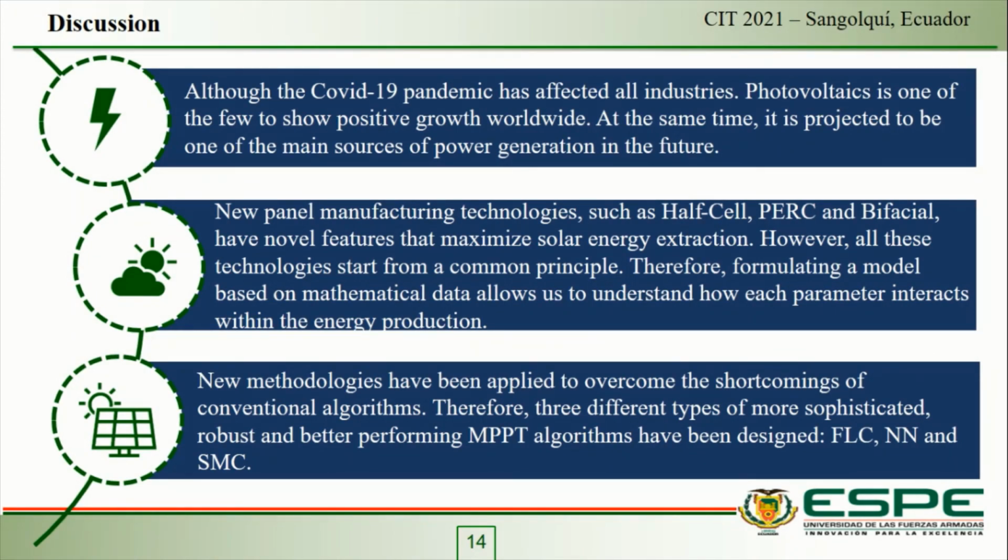Although the COVID-19 pandemic has affected all industries, photovoltaic is one of the few to show positive growth worldwide. At the same time, it is projected to be one of the main sources of power generation in the future. New panel manufacturing technologies such as half-cell, PERC, and bifacial have novel features that maximize solar energy extraction. However, all these technologies start from a common principle. Therefore, formulating a model based on mathematical data allows us to understand how each parameter interacts within the energy production.